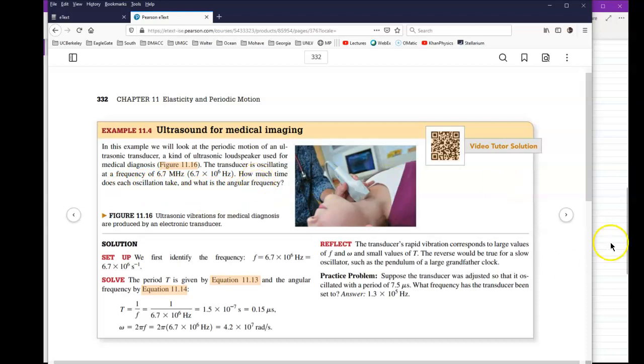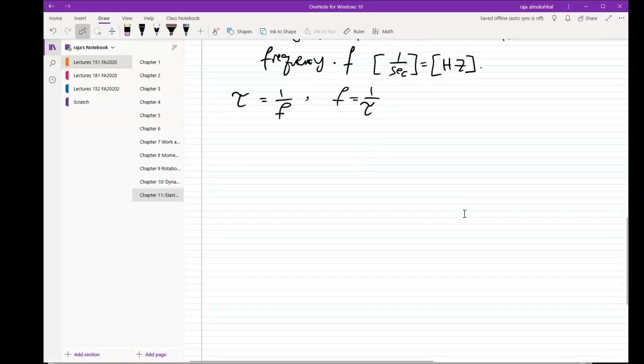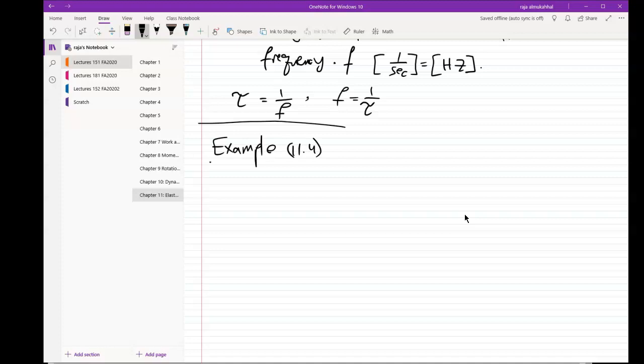All right, simple problem. He said that the frequency of this device is 6.7 megahertz. Remember, the mega is 10 to the 6, a million, right? And now he's asking for the period. We're going to call it tau. And he's asking for angular frequency. I'll come back to it, but it's basically omega.